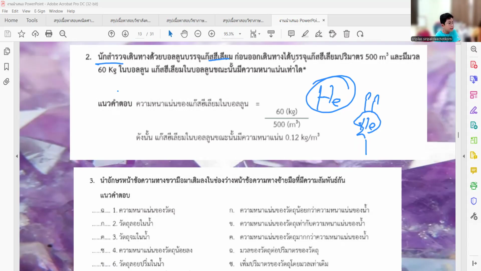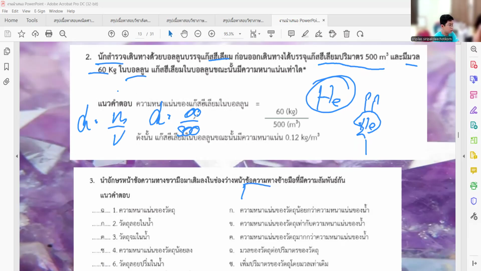As you can see, he filled the hot air balloon with 500 cubic meters of helium and has a mass of 60 kilograms in the balloon. How much is the density? We use the same formula. D equals, what is it? M and V. Yes, D equals M over V. So D equals 600 divided by 500. Let's see. 60, not 600. I said it wrong, sorry.